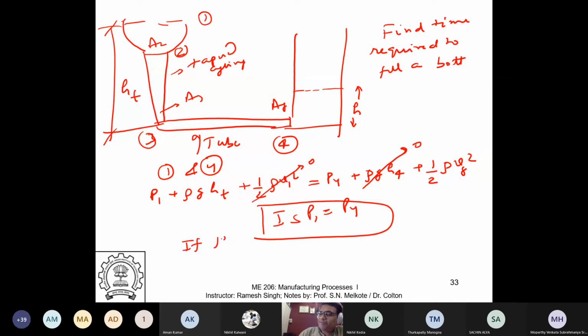If the mold is aspirated, is P1 equal to P4? Tell me. Somebody. No, sir. Why not? P4 will increase with the time. No, but what will be P4? It will increase with time, very correct. You're right that it will increase with time, but what will be the value of it? Rho GH. Rho GH plus P. Rho GH plus P1. Exactly.